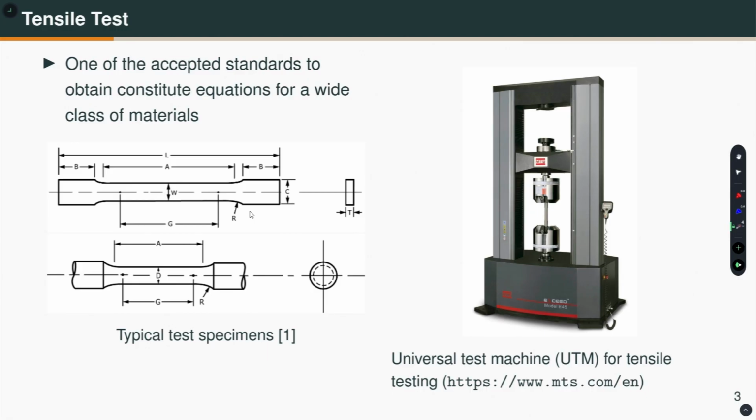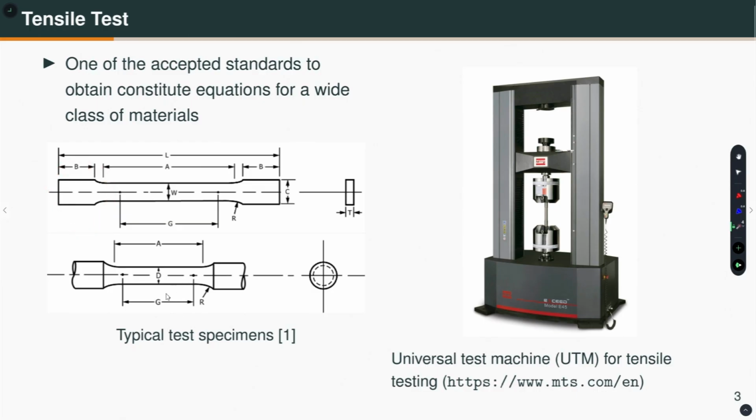This is one of the accepted standards to obtain the constitutive relationship, or the stress strain relationship, for a wide class of materials. For structural steel, we take a specimen like this. If the cross section of the specimen is rectangular, then it is basically a flat. Here at the ends you have a larger cross sectional area, because this will go into the machine, the UTM, universal test machine, and will get gripped here at the ends. So, here the area is increased.